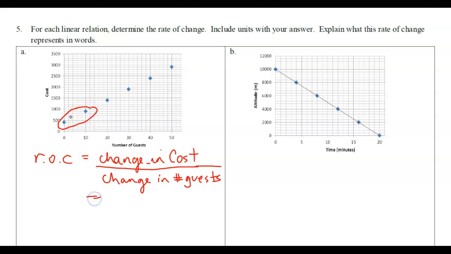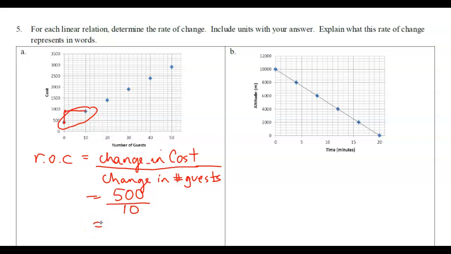So the change in cost. So if I'm going from 400 to 900. So I'm going up to that point and then across. So 400 to 900 is 500. And then that's for 10 guests.